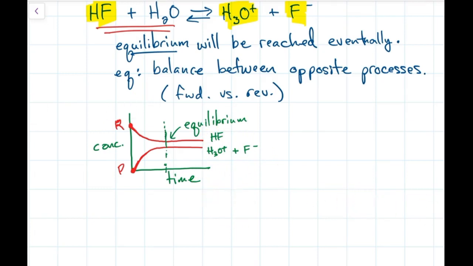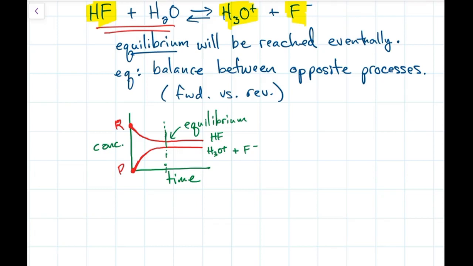So if I put HF into a beaker of water and just walked away and came back 10 minutes later, according to this graph, I would have more of the HF there than I had hydronium and fluoride. And this is exactly what happens with weak acids. They ionize at a low percentage. There's not a whole lot of them that have turned into hydronium and fluoride by the time we reach equilibrium.